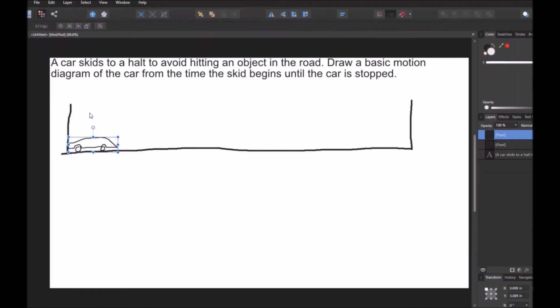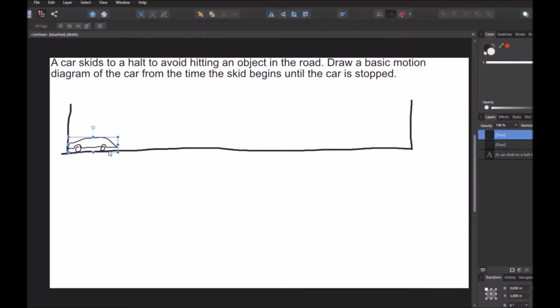Alright, so in this next question we are told that a car skids to a halt to avoid hitting an object in the road, and we are asked to draw a basic motion diagram of the car from the time the skid begins until the car stopped. And a motion diagram is different from a particle diagram because in a particle diagram I would condense this car down into a single point and draw it as a point. But in a motion diagram I'm just drawing the motion of the object, but I'm still drawing the object. It's not a point anymore.